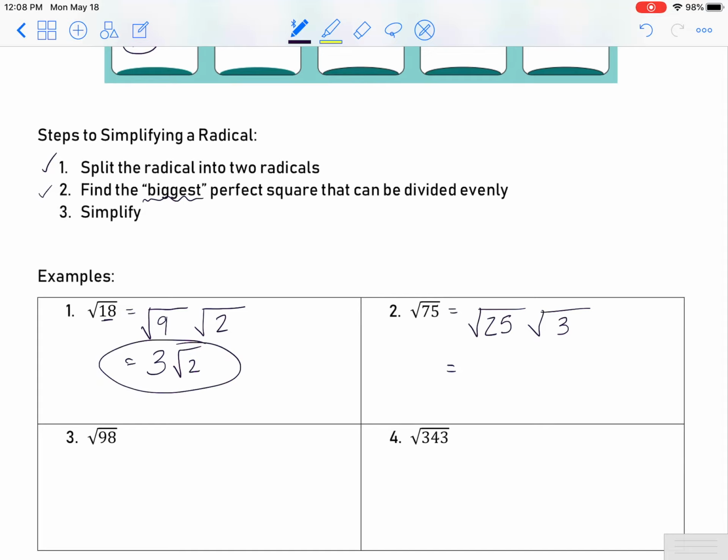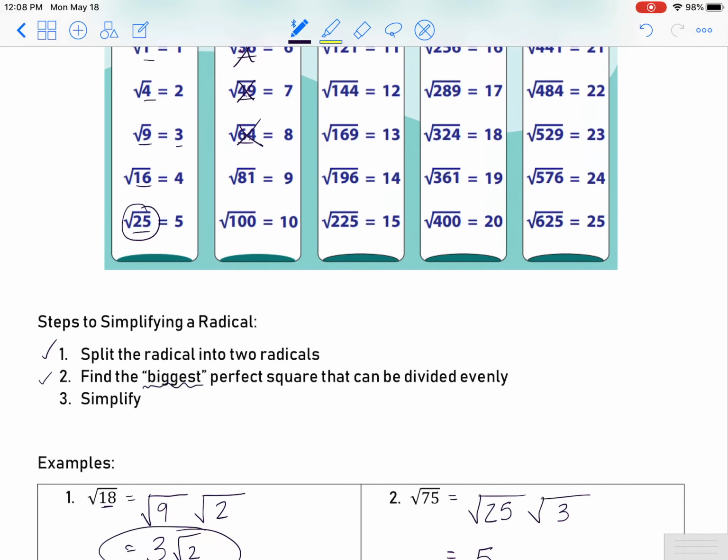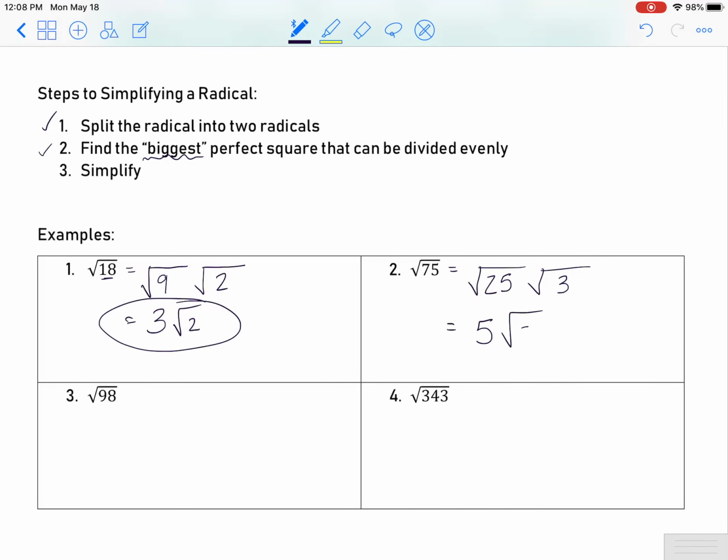Now the square root of 25 is 5, and again, you can get that right from here. And the square root of radical 3, you just keep it. I simplified that radical.